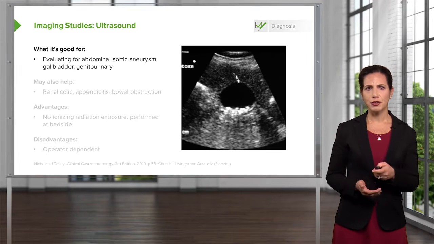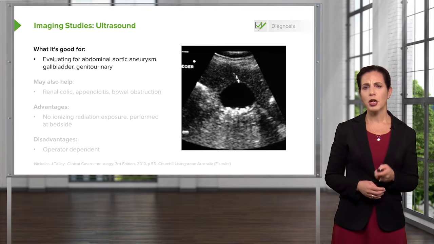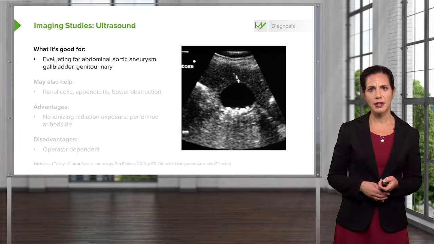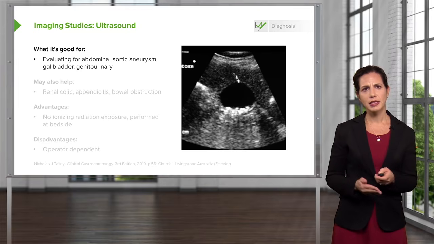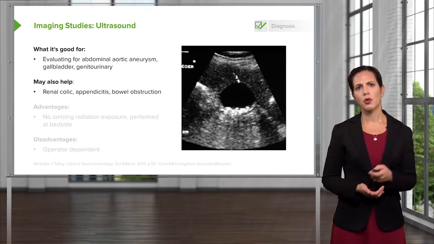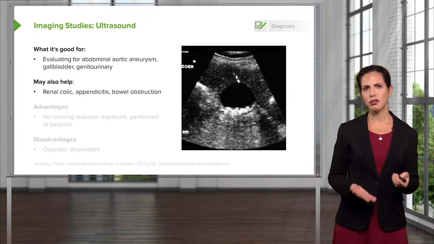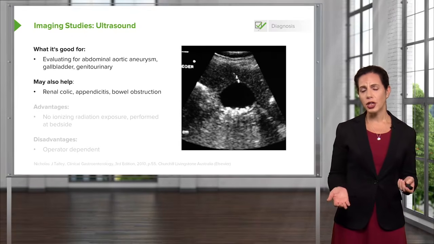So what is ultrasound good for? Ultrasound is good for looking for an abdominal aortic aneurysm, which is what's pictured over here in this picture on the side of the screen. And it can go ahead and take a look and see how big the aorta is, gallbladder stuff, as well as genitourinary conditions like testicular torsion or ovarian torsion. It may also help in renal colic, so you can get an ultrasound of the patient's kidneys and see if there's any obstruction. You can look at the appendix.